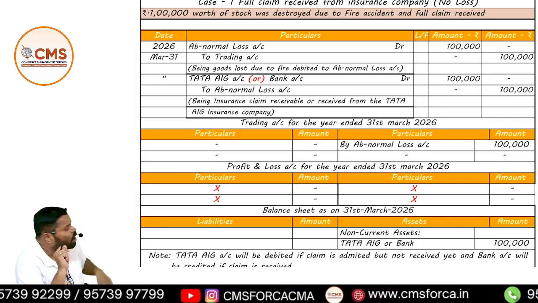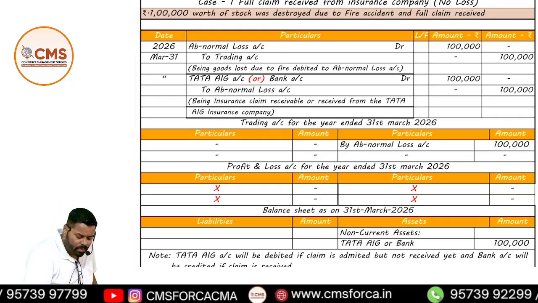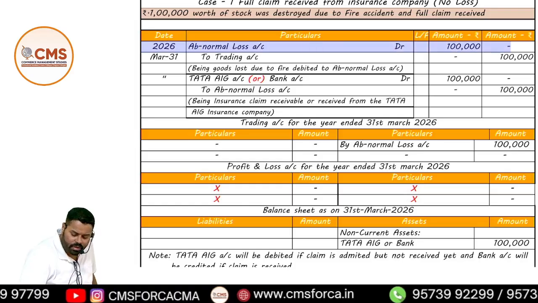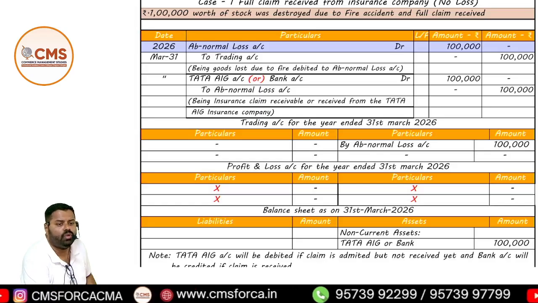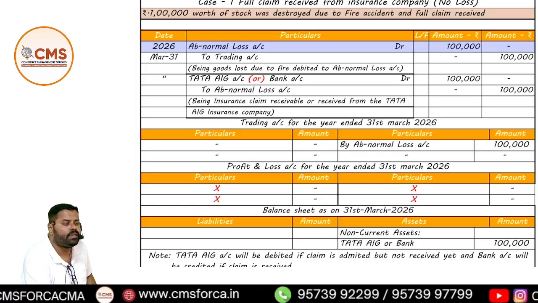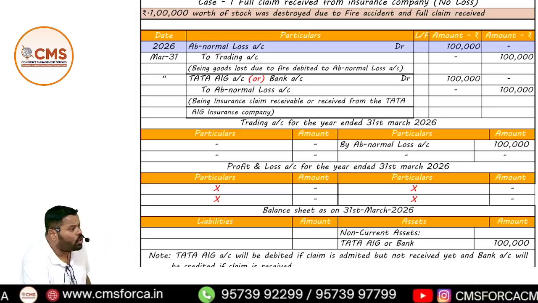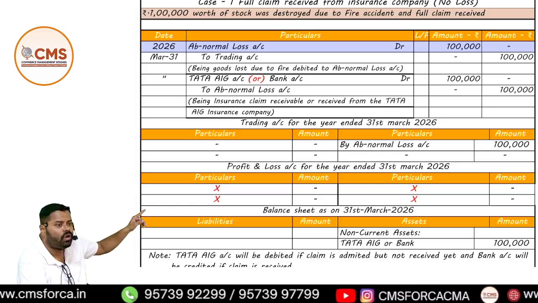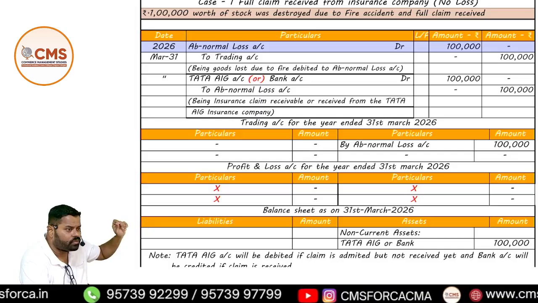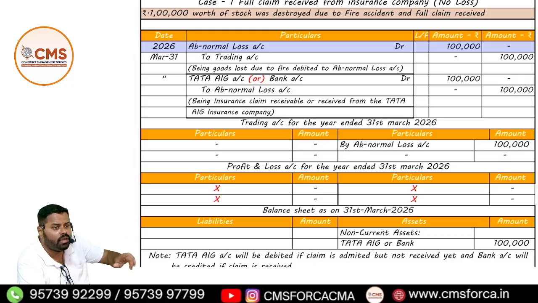Now let's do the accounting here. What is the first account that I'm creating here? Abnormal loss account has to be created. And what is the rule there? Debit all expenses and losses. So I created an abnormal loss account, and this abnormal loss will be created from an account called trading account. So we'll be writing it in your trading account on the credit side.